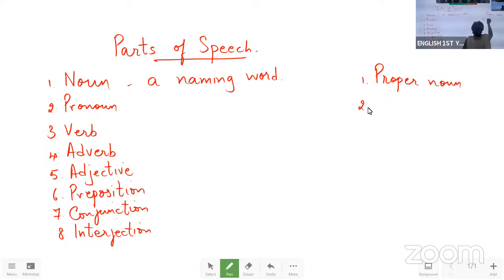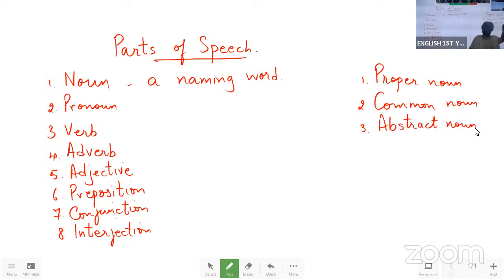The second is common. The third is abstract. Fourth is collective. And if you ask your parents or your grandparents, they'll say there are only 4 nouns. Because when we studied, there were only 4: proper, common, abstract, and collective.